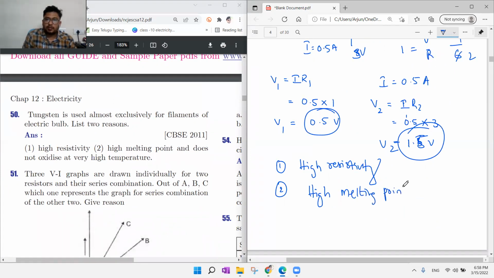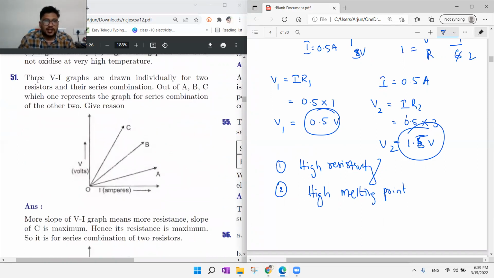Because of the high resistivity, when you are passing continuous current through the bulb, it is generating some heat energy as well as some light. Because of that, the bulb is glowing. Number 2, it has a very high melting point, so that it will not break. These are the 2 reasons.